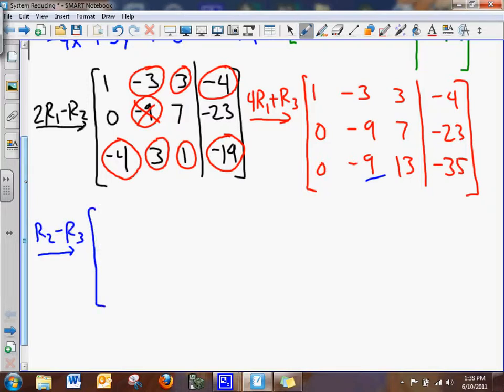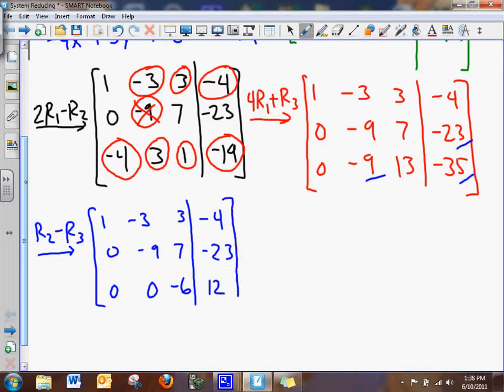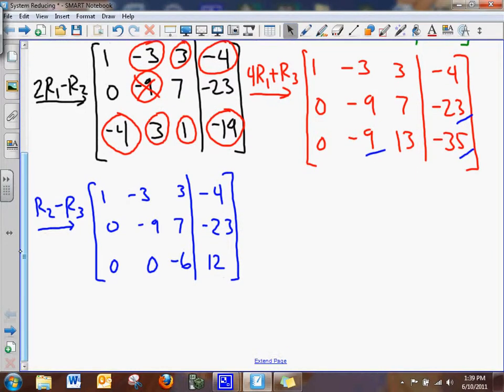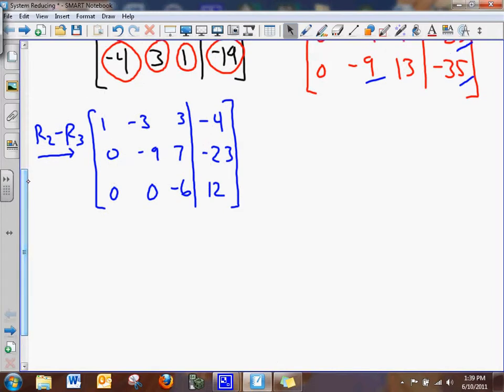I'm only changing row 3 this time, so let's rewrite the first 2 rows unchanged. And I'm just subtracting, so 0 minus 0 is 0. Negative 9 minus negative 9 is 0. 7 minus 13 is negative 6. Negative 23 minus negative 35, negative 23 plus 35, positive 12. Now remember, this third column is the z's. This last row tells me that negative 6z is equal to 12. It's easy to solve for z.